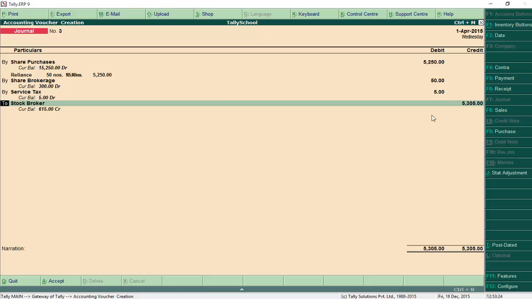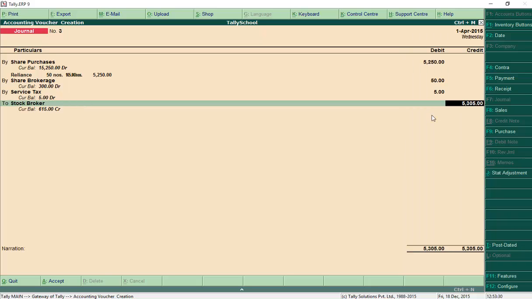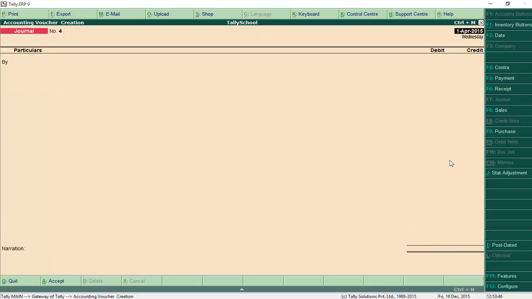And now we'll select the stock broker. So stock broker, so the entire amount is calculated automatically in the journal. So go ahead and press enter the narration if you want, and if it will ask for accepting, press yes to accept. So this is how it works.